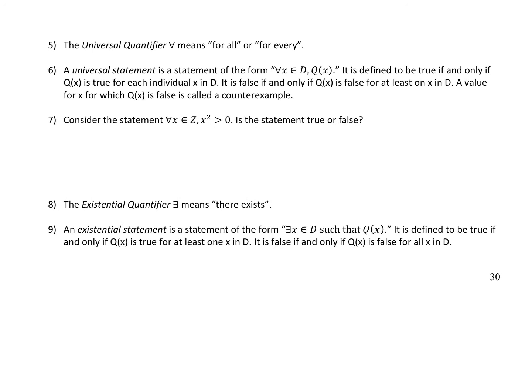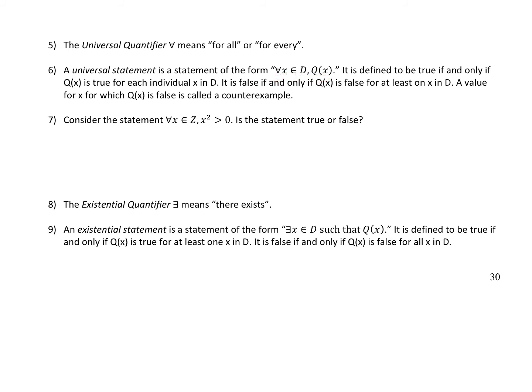All right, the universal quantifier. Symbolically, we write it like this. It's like an upside down A, and it means for all or for every. You can read it either way, depending on the context of the sentence. A universal statement is a statement of the form, for every x in D, Q of x. You would read this as, for every x in a domain D, Q of x is true, or for all x's in D, Q of x is true.